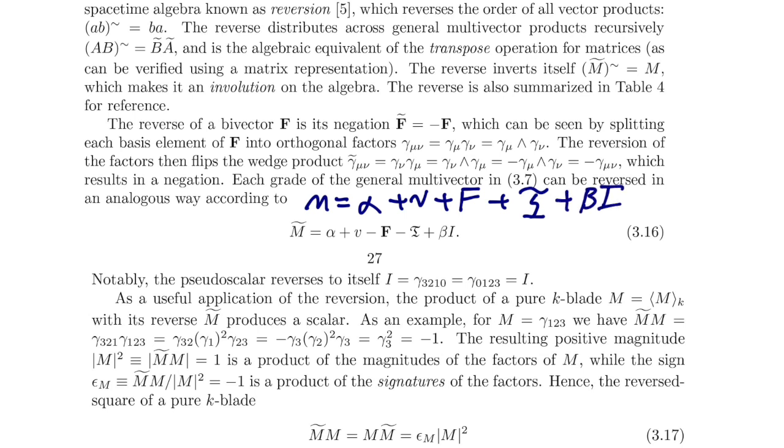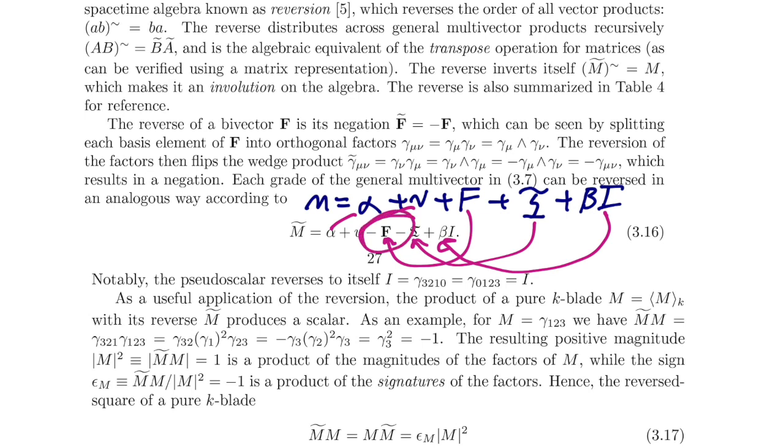So that's what M is. If you do the reversion of M, alpha doesn't change. Alpha stays alpha. The vector stays the vector. The bivector changes sign. The trivector changes sign. But the quad vector, the pseudoscalar, they don't change sign.